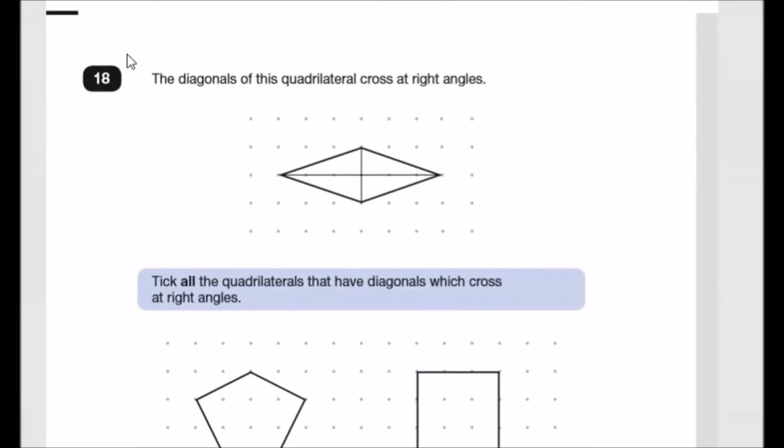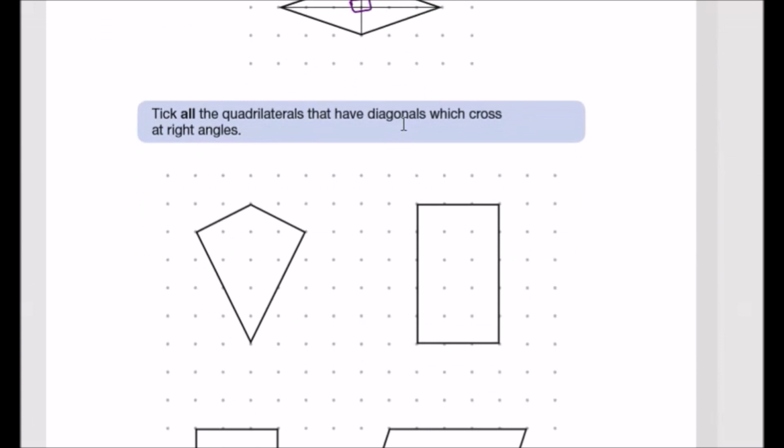Yep. So the diagonals of this quadrilateral cross at right angles. Yep, I can see that. So it's like a perfect right angle all across. All of these are right angles. Take all the quadrilaterals that have diagonals which cross at right angles. So you can carefully see. So let's have a look. So these cross at right angles. So here's a right angle here.